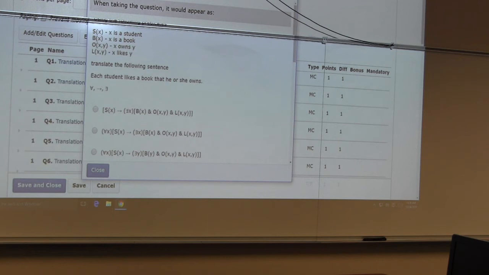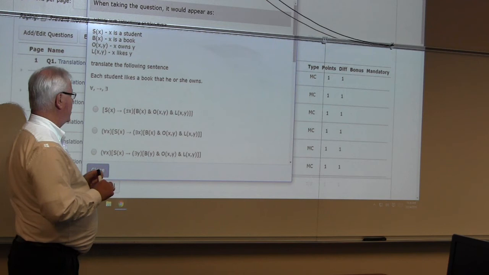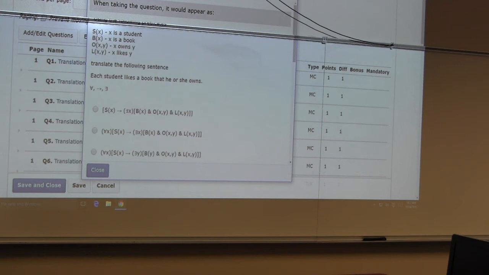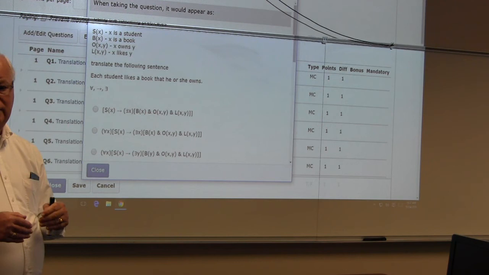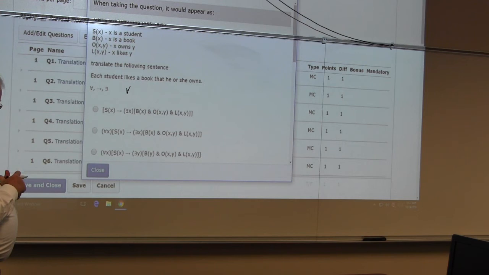So, we want to write out in propositional logic, symbolic language, each student likes a book that he or she owns. Now, when you're using each student, is that going to be a for all or there exists? For all. It's for all, okay? Remember that for all or for each means the same thing. So we know that it starts with a for all, okay? Now looking at our answers down here, we would throw this one out, wouldn't we?